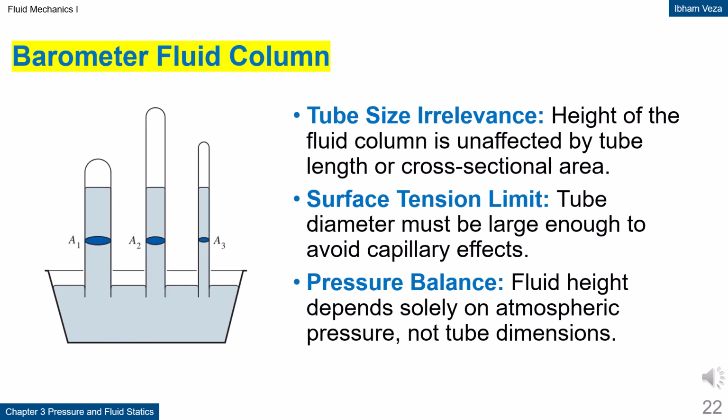Barometer fluid column. The height of the fluid column in a barometer is not affected by the length or cross-sectional area of the tube. The determining factors are only atmospheric pressure and fluid density. The tube diameter must be large enough so that capillary effects can be neglected. This shows that the barometer works based on pressure balance, not fluid volume. This concept reinforces the fundamental nature of hydrostatic pressure.